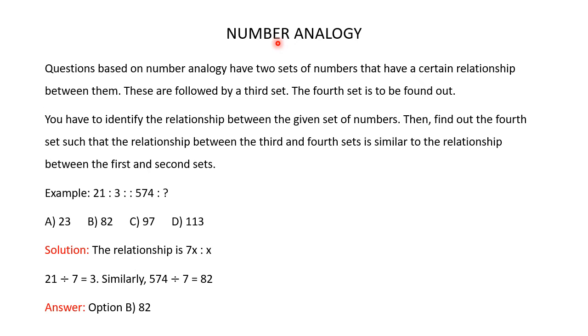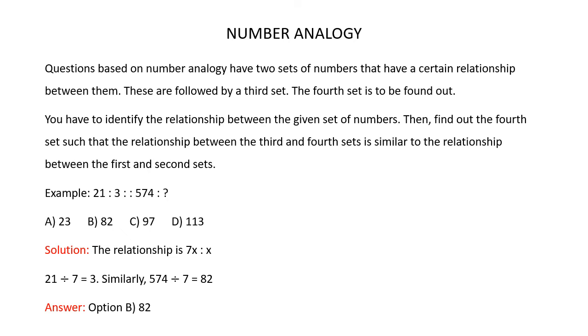Now let's learn about number analogy. Questions based on number analogy have two sets of numbers that have a certain relationship between them. These are followed by a third set. The fourth set is to be found out. To find out the fourth set, first you have to identify the relationship between the given set of numbers. Then find out the fourth set such that the relationship between the third and fourth sets is similar to the relationship between the first and second sets.